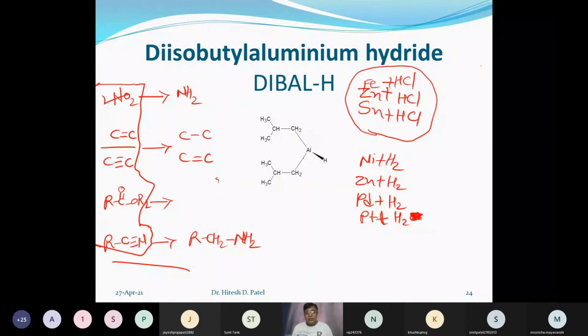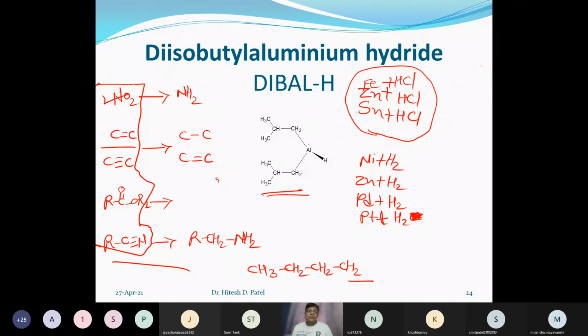Its name is diisobutyl aluminum hydride. Here the isobutyl group means CH2, CH, CH3, CH3. Butyl means CH3, CH2, CH2 and CH2. Here it is substituted, that's why butyl; otherwise, if CH3, then butane. Iso means one group is on the second position, that's why it is known as isobutyl.